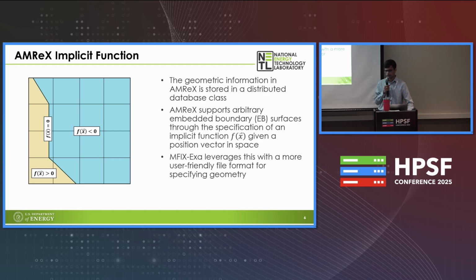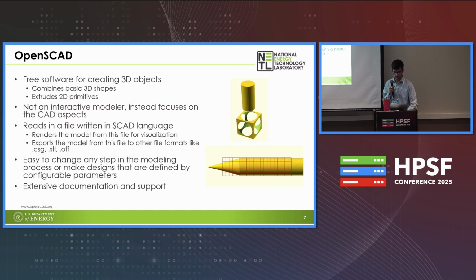AMReX does provide C++ implicit functions. But to use those, the user has to construct the geometry using C++ code and compile it each time it changes, which isn't very convenient. Also, there isn't an easy way to visualize the geometry as the user constructs it. To address this, MFIX-Exa leverages a more user-friendly way of specifying or generating the implicit function.